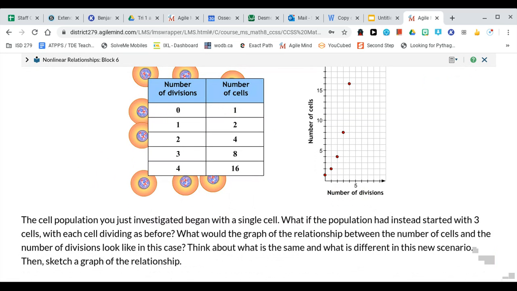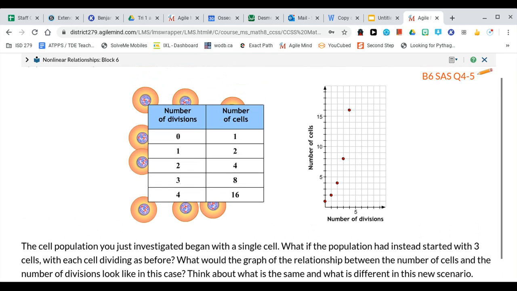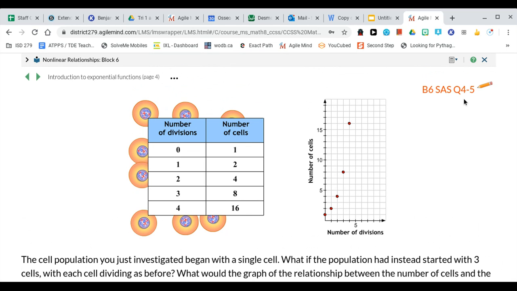The cell population you just investigated began with a single cell. What if the population had instead started with 3 cells, with each cell dividing as before? What would the graph of the relationship between the number of cells and the number of divisions look like in this case? Think about what's the same and what's different in this new scenario, then sketch a graph. So this is going to answer 4 and 5 in your packet.